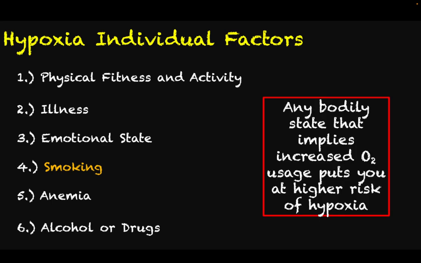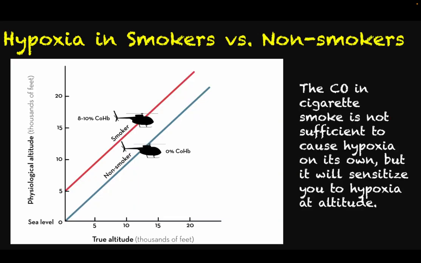So what all of these individual factors have in common with each other is that they produce bodily states that imply some sort of increased need for oxygen, which of course is going to put you at higher risk of hypoxia. So you could look at the physical fitness and activity as being part of this. If you give yourself a really heavy workout before you fly up at altitude, you're going to be a lot more sensitive to hypoxia because you have conditioned yourself to need more oxygen because you're using your muscles a lot more. And then for smoking, I'd said that we would mention this.